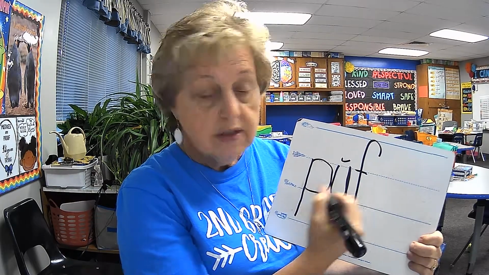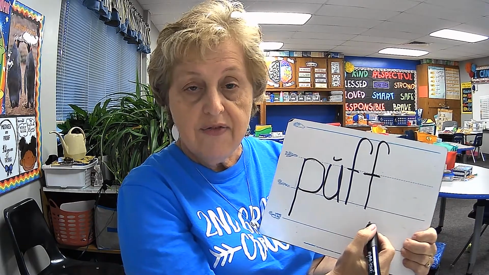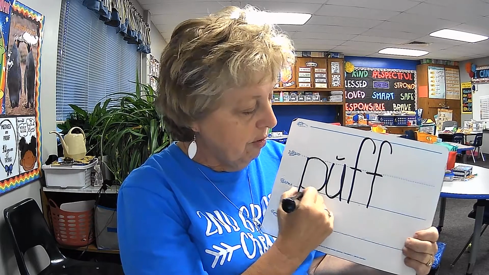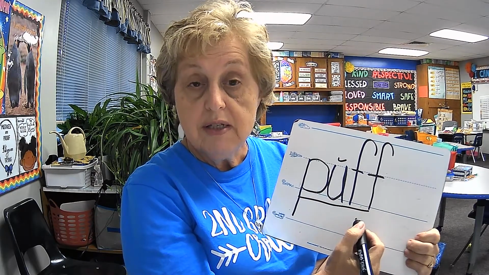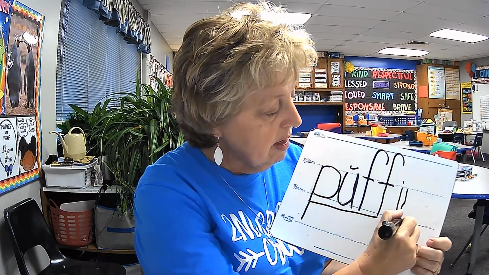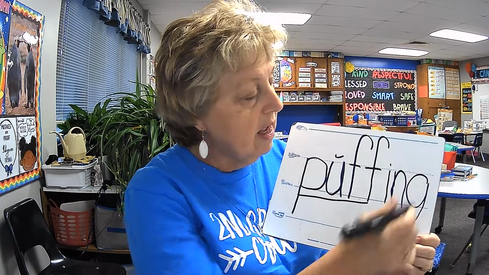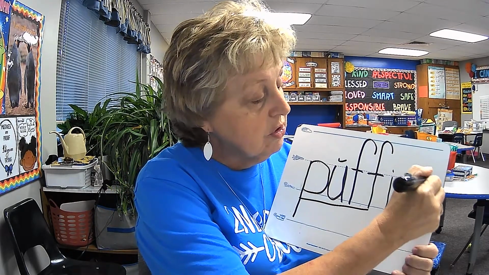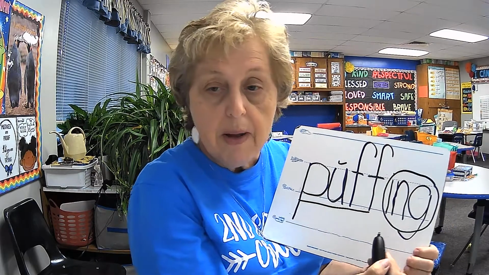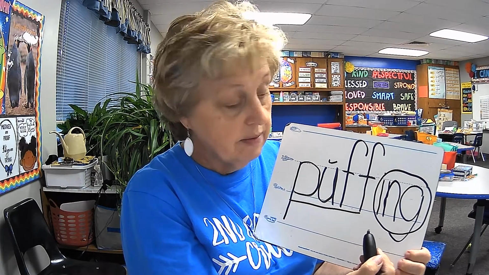One syllable word, short vowel sound. Buy one, get one free. Add that extra F. And now that's the root word, puff. And the suffix was ing. So you're going to write I-N-G. Puffing. Now, we're not going to box it because if we take off the ing, we still have our word. So that means it's a suffix. So we're going to circle that suffix. We're not going to box it. We're going to circle it.